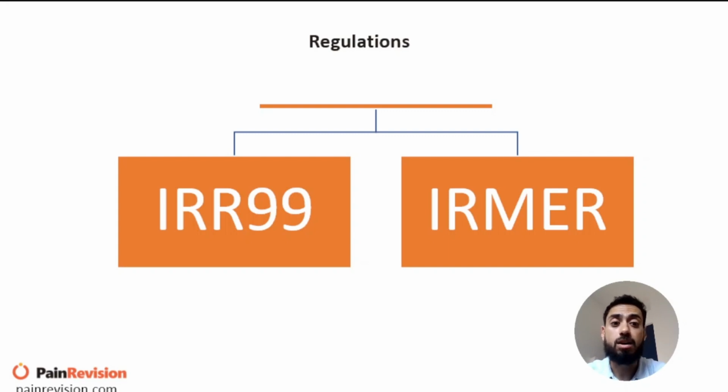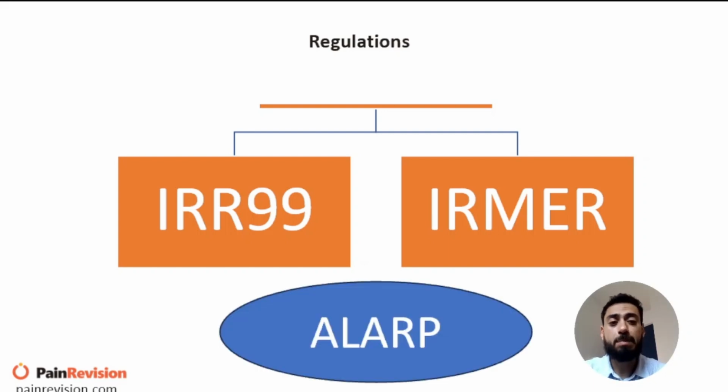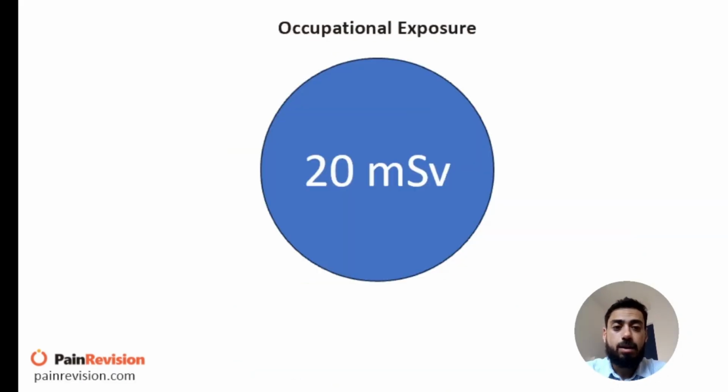And IRR are there in place in order to regulate the exposure to people or workers that are dealing with ionizing radiation. So, pain physicians, radiographers, radiologists, and so on. And basically, both of these regulations use the acronym ALARP, as low as reasonably possible, which just means, as it says, you try and use the minimum amount of radiation you need, and you need to justify using that amount. And if you open these regulations, you'll find all sorts of numbers, but probably for the exam, you only need to know two of those.